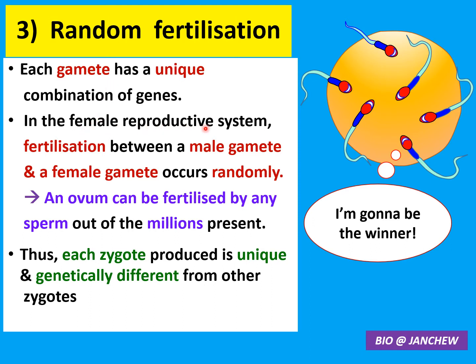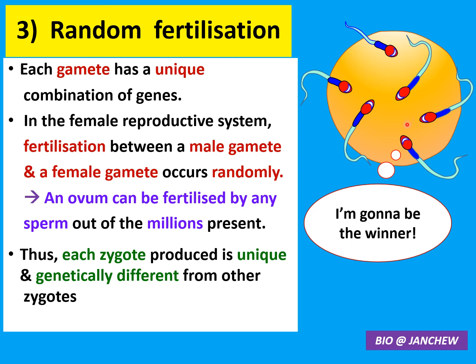So in the female reproductive system, fertilization between a male gamete, that means the sperm, and a female gamete, or ovum, occurs randomly. An ovum can be fertilized by any of the sperms out of the millions that are present. It just depends on which sperm is able to penetrate the membrane of the ovum the fastest and have its nucleus fused with the nucleus of the ovum.